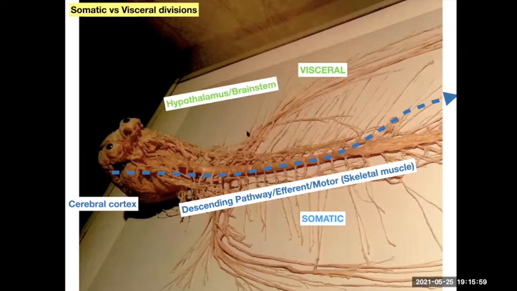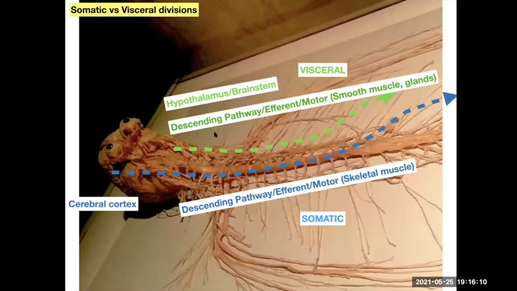For our visceral pathway, we're going to start off in the hypothalamus and the brainstem. Unconscious, lizard, zombie brain stuff. And it's going to go down through descending pathways, same thing. Afferent, same thing. Motor, same thing. Except it's all visceral. So the target is going to be smooth muscle and glands.